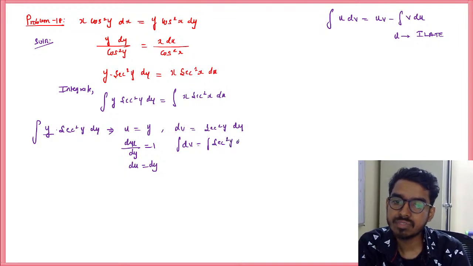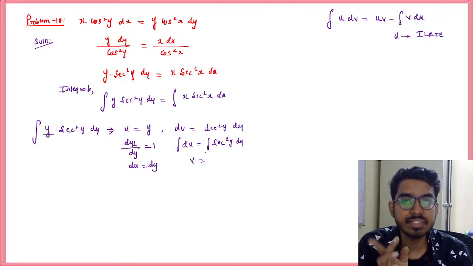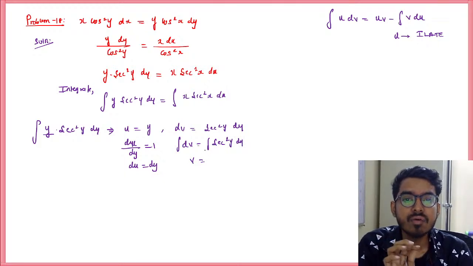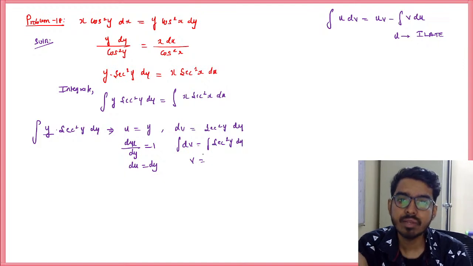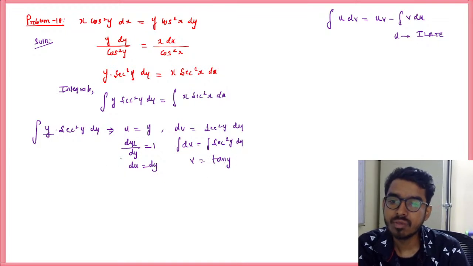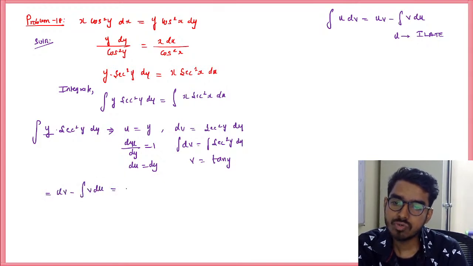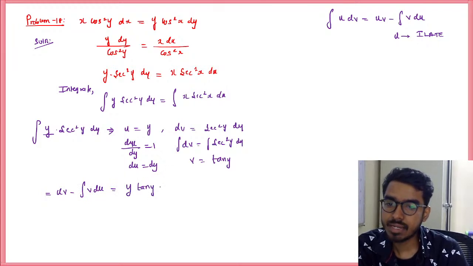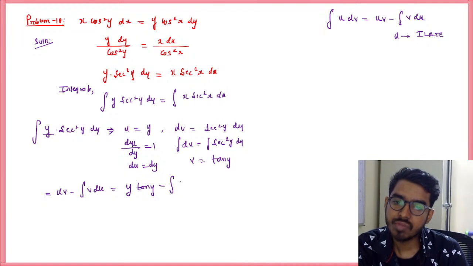It will be integration of secant square y dy. So what is this? We know integration is the inverse process of differentiation. Which differentiation gives you secant square y? It is tan y, right? I have also given you the formula for this one. So v is tan y. Therefore, the value of this will be integration of uv minus integration of v du. What is u? u is y. v is tan y. So y tan y minus integration of v du, integration of tan y dy.